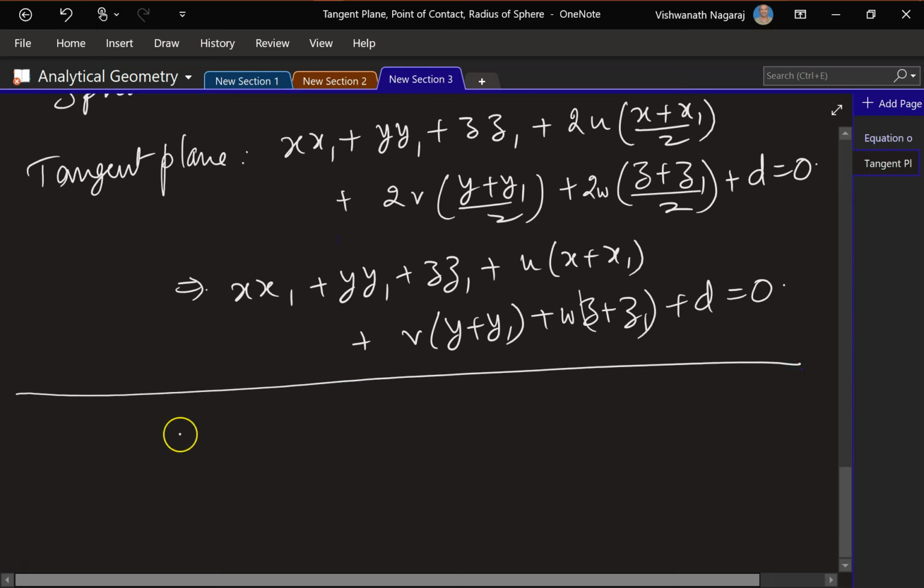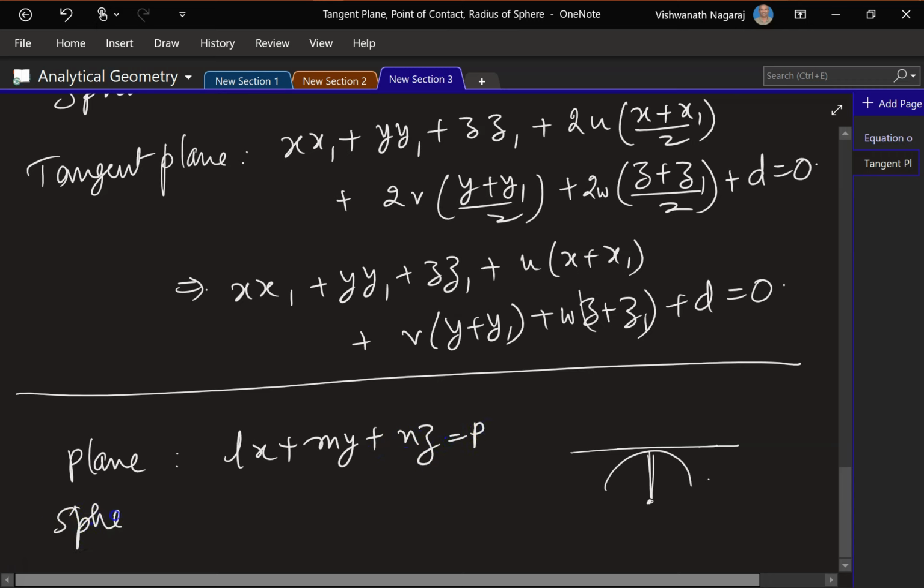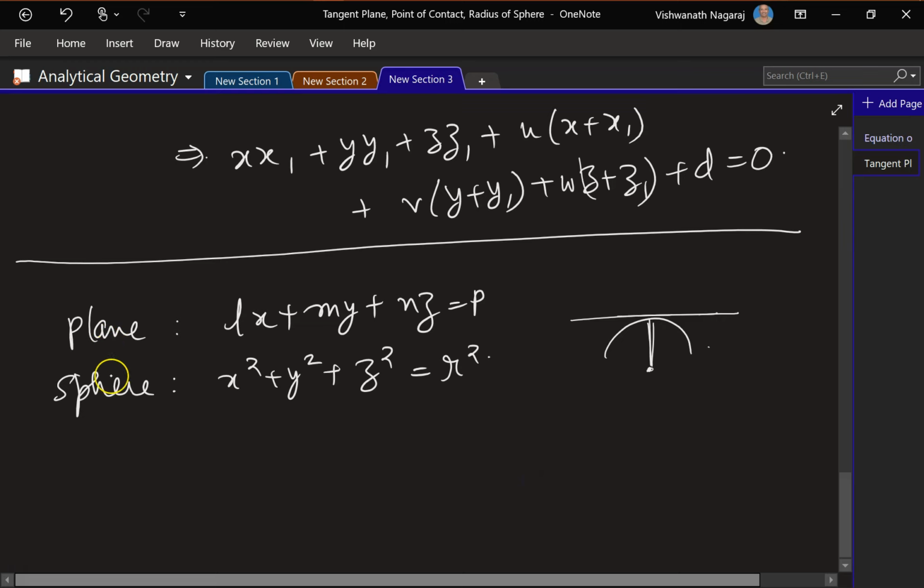Now how do we know the plane is touching the sphere? What is the condition for this tangent plane to be touching the sphere? That would be possible only when the distance from the center to the plane is equal to the radius. The moment it becomes equal to the radius, it is exactly touching the sphere. So let's say we have a plane, we don't know it is a tangent plane, only if it touches it would it be a tangent plane. So we have a plane lx plus my plus nz equal to p. The sphere is x square plus y square plus z square equal to r square. So we want to know what condition has to be satisfied for this plane to be the tangent plane.